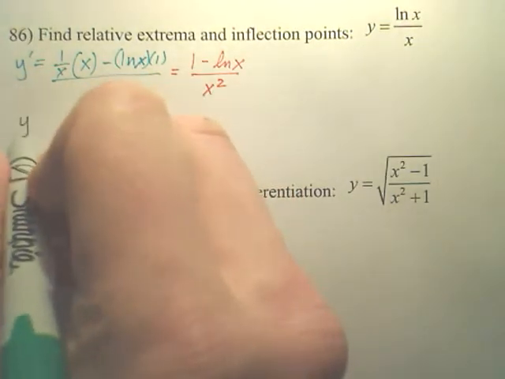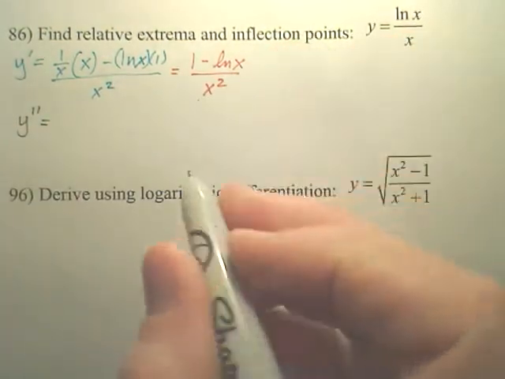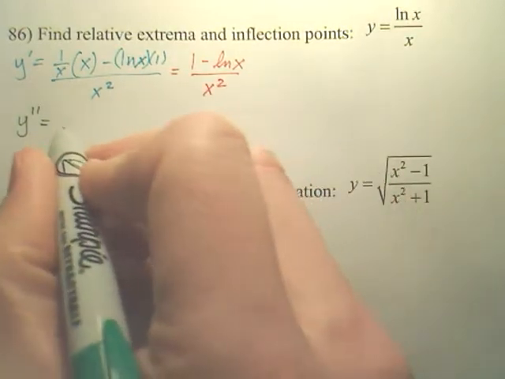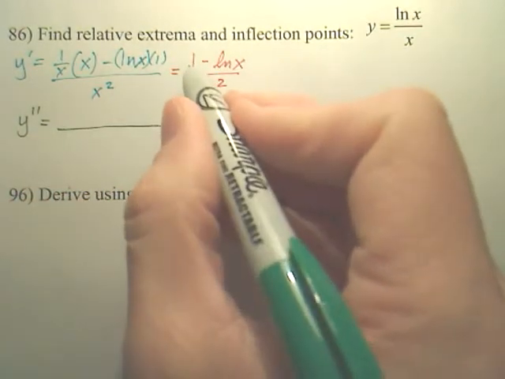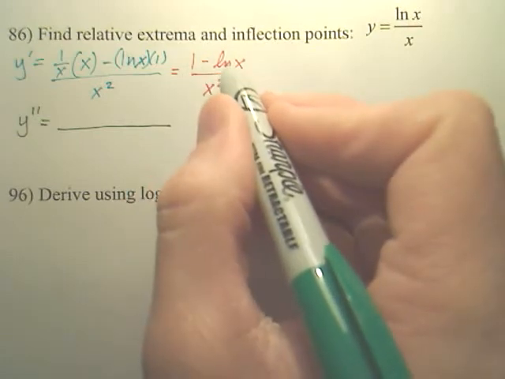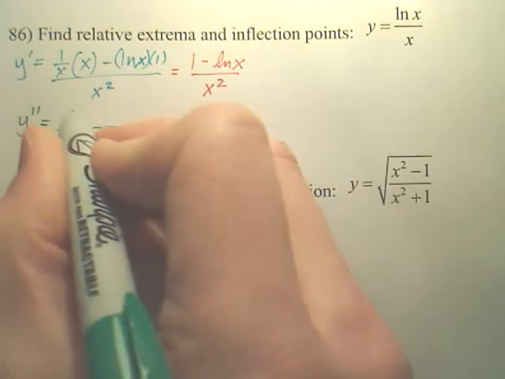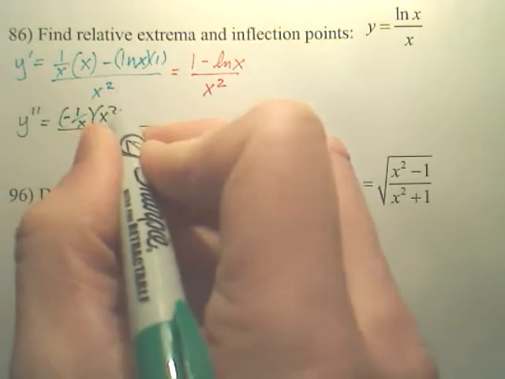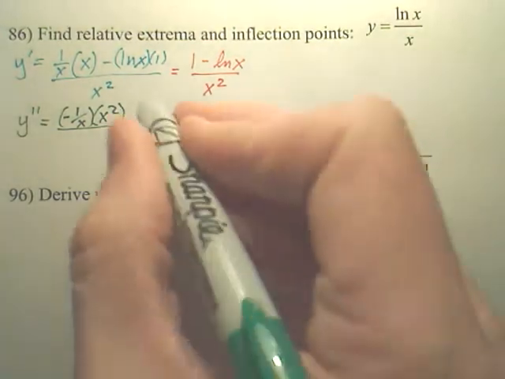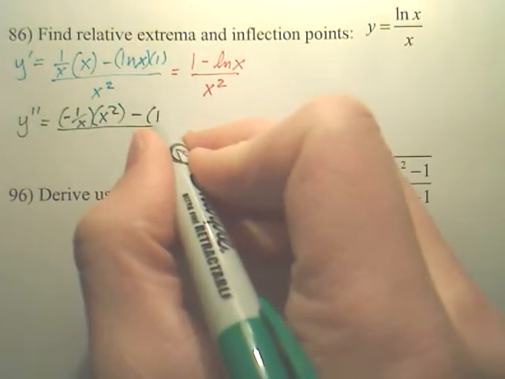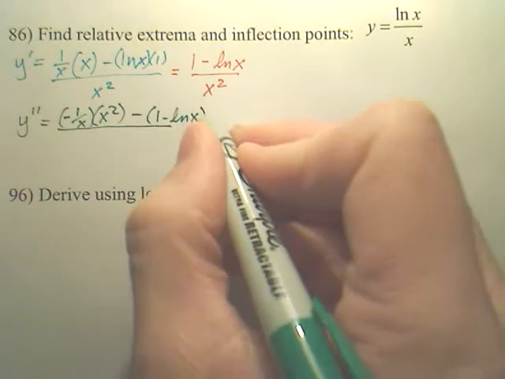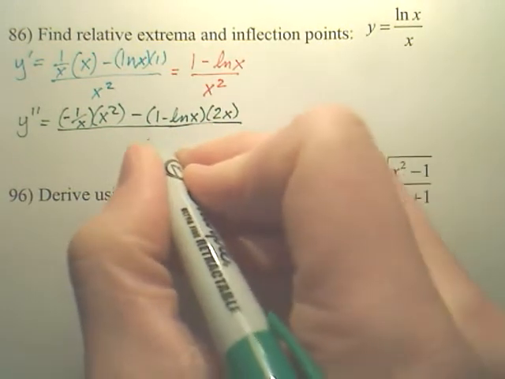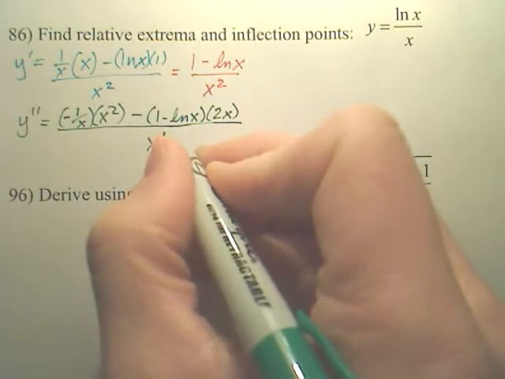Okay, the second derivative, we need that for the points of inflection. We derive this. So you derive the top, which would be 1, which would be 0. And then ln x is 1 over x, so negative 1 over x times x squared. Is that right? Minus, leave the top, 1 minus ln x, times the derivative of the bottom, which would be 2x, over x squared squared, which would be x to the fourth.